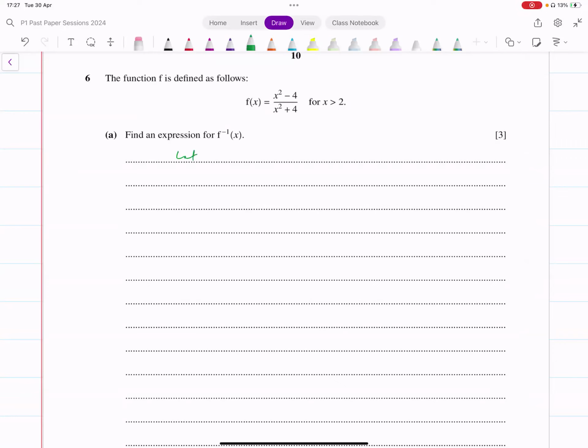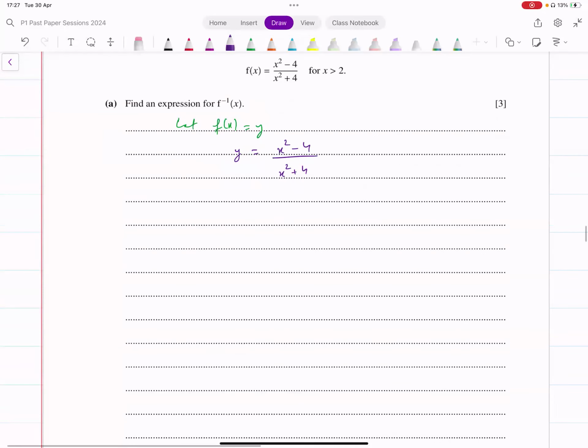You say let f of x equals y, and the function becomes y equals (x squared minus 4) divided by (x squared plus 4). All right, that's what we get. Now we need to make x the subject. How do we do that? We multiply this on the other side, and that gives us x squared y plus 4y. On the other side, we've got x squared minus 4.